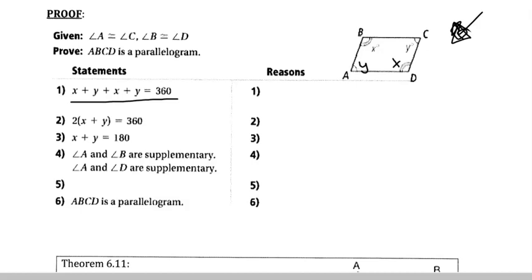Do you agree with that? That would be the sum of interior angles of a quadrilateral. n minus 2 times 180. 4 minus 2 times 180 gives you 360. Now what they do is they went over and factored.